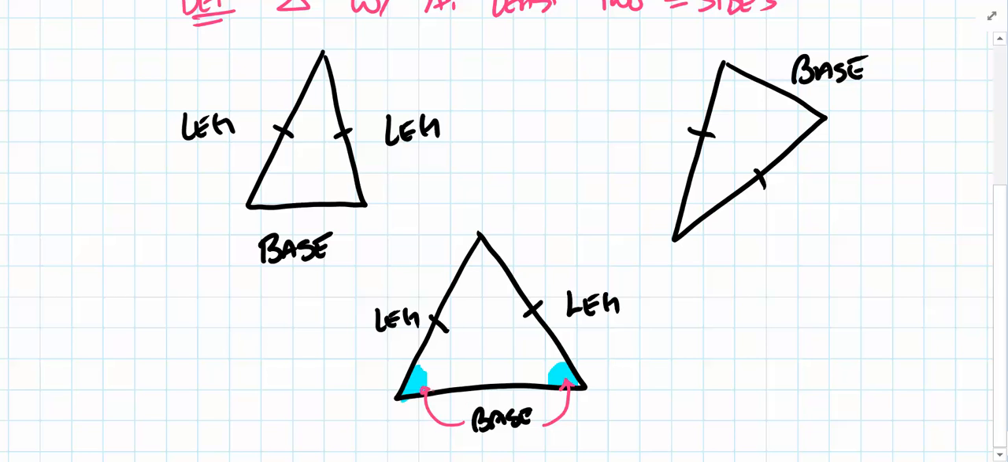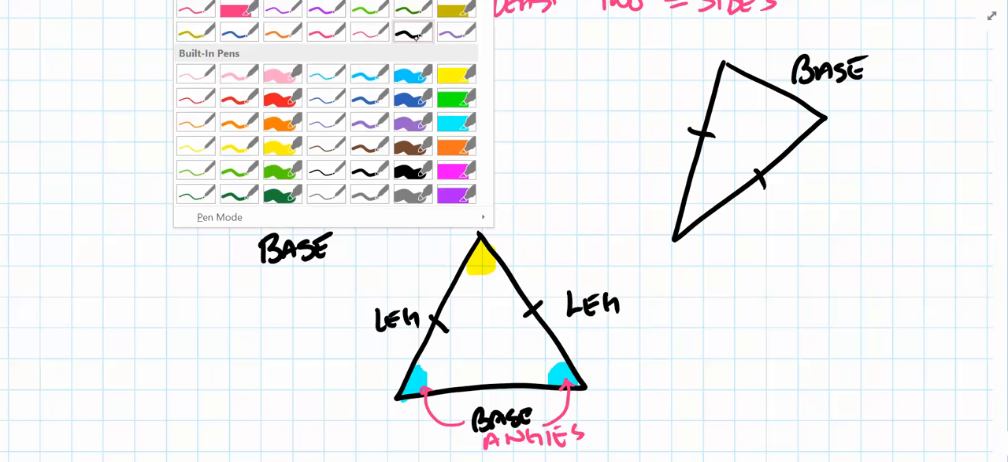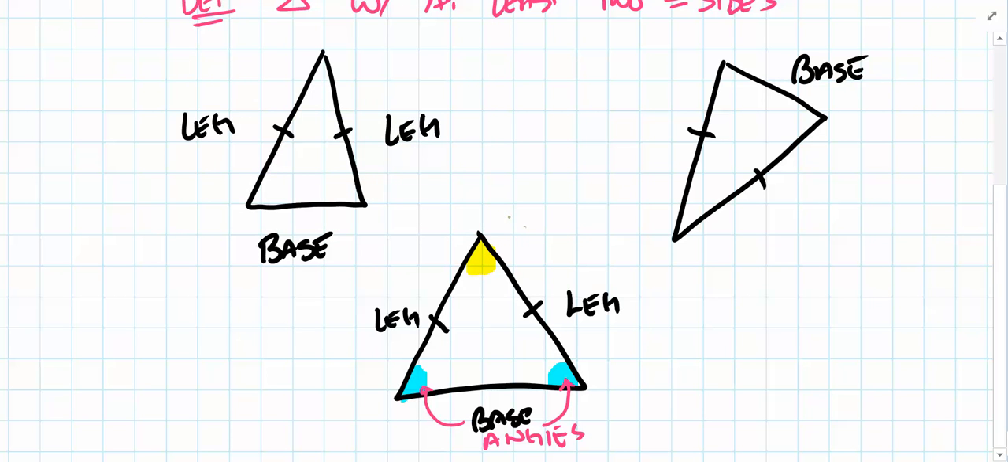Doesn't that make sense? Those are going to be called the base angles because they are next to what? The base. They are next to the base. Absolutely. They're called the base angles because they are next to the base. There is another angle in this picture. See it? Since it is a triangle after all. I like where your head's at. The leg angle? No, we're going to call that the vertex. The vertex angle.